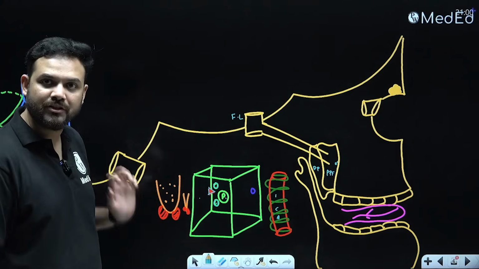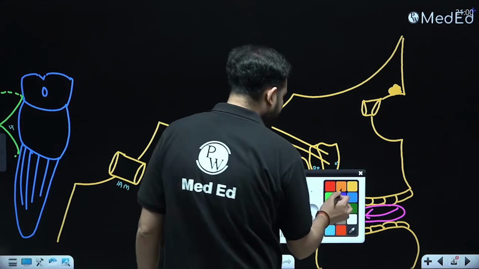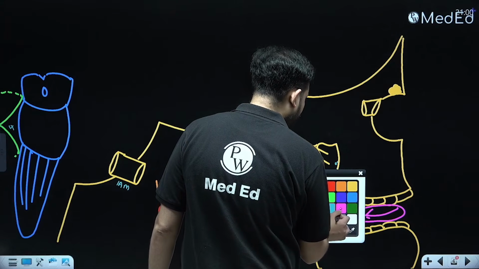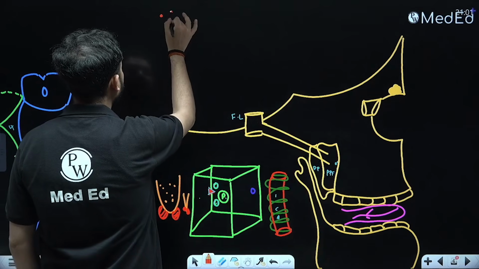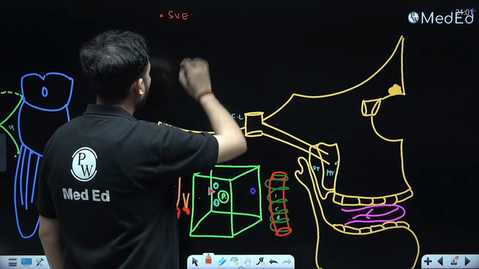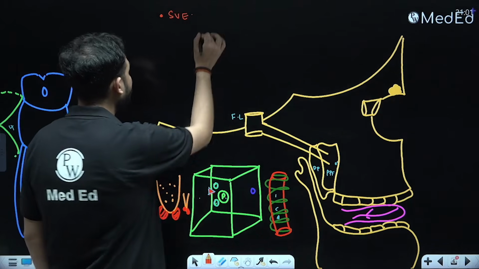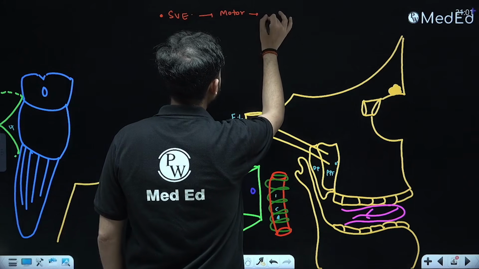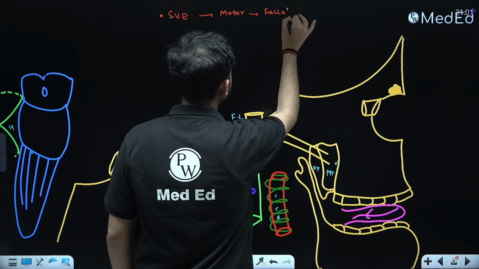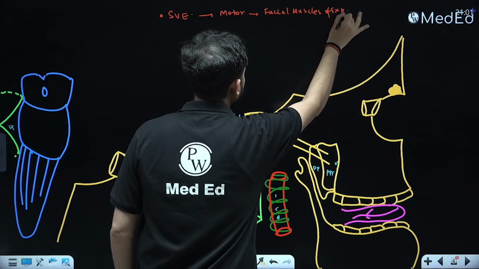This is what the cross section is all about. Now we will see fiber by fiber. The first fiber that I told you for the facial nerve, I'm drawing it in orange color, is the SVE fibers or special visceral efferent fibers. I told you special what? The special visceral efferent fibers are motor fibers, we know that, and these are basically the fibers supplying the facial muscles of expression.